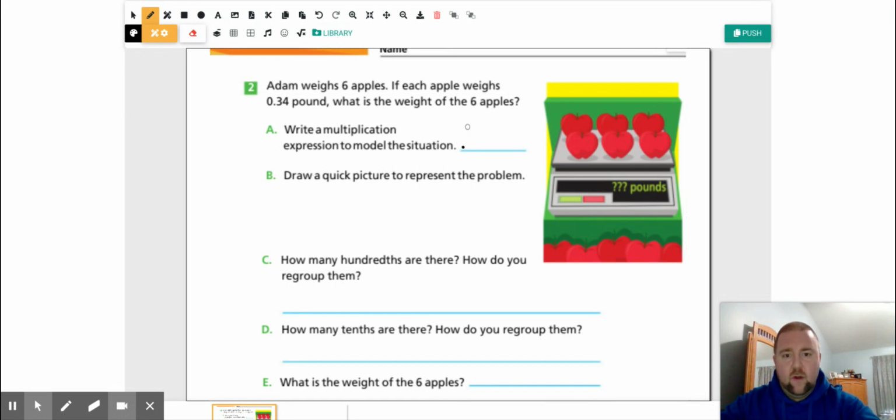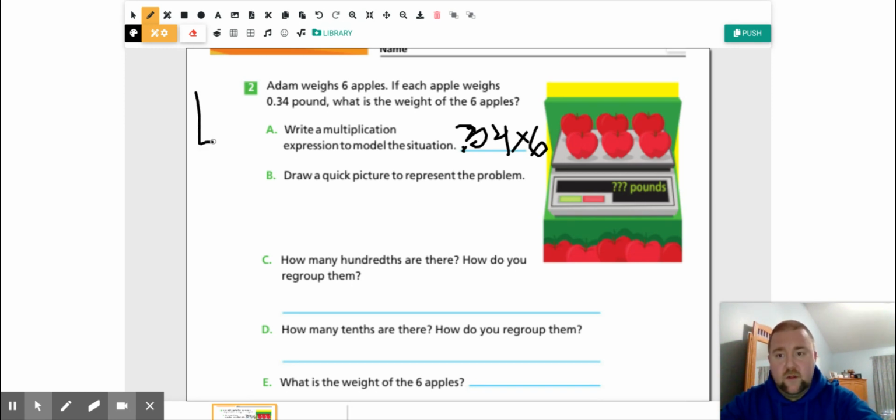So I have 34 hundredths and I'm multiplying it by 6. That's my expression. So that's what they're asking me to put right here as my expression. And sorry for the wild looking 3. But it's 34 hundredths times 6. Okay, so now I need to draw a quick picture to represent this problem. So what I would do is I would write 34 hundredths times 6.